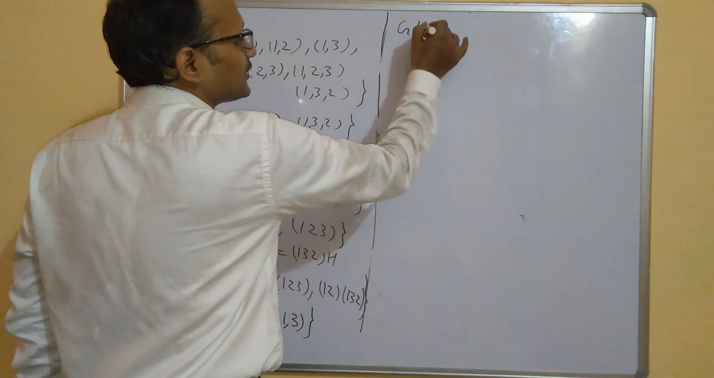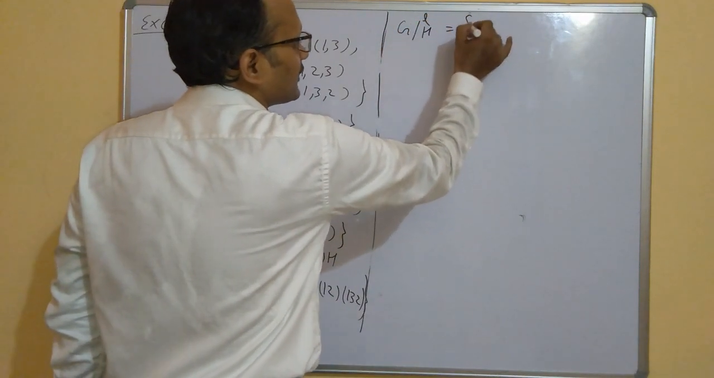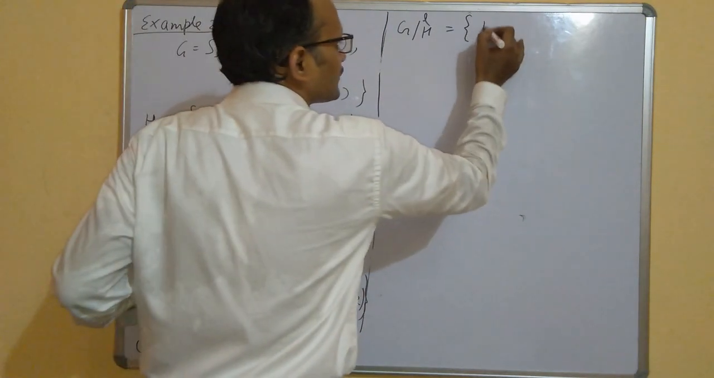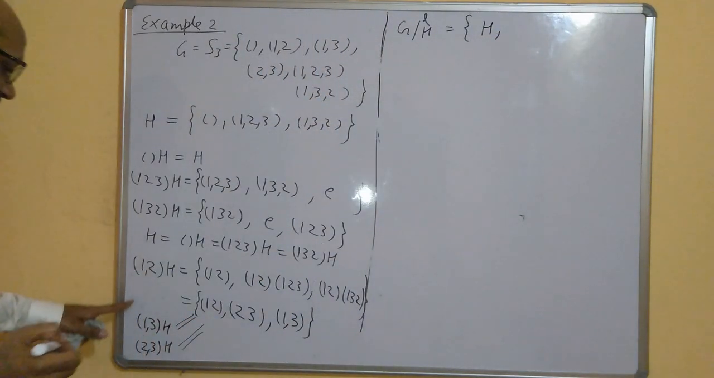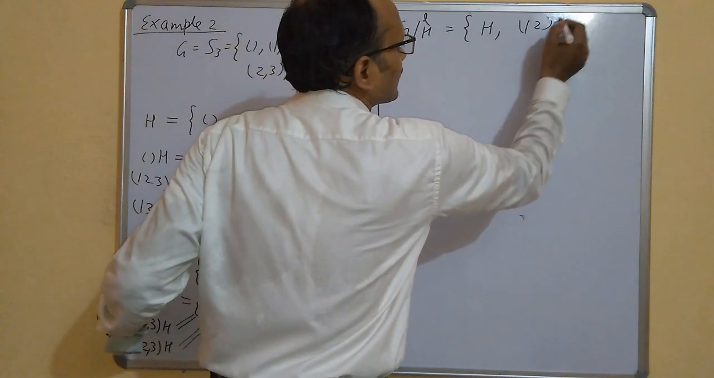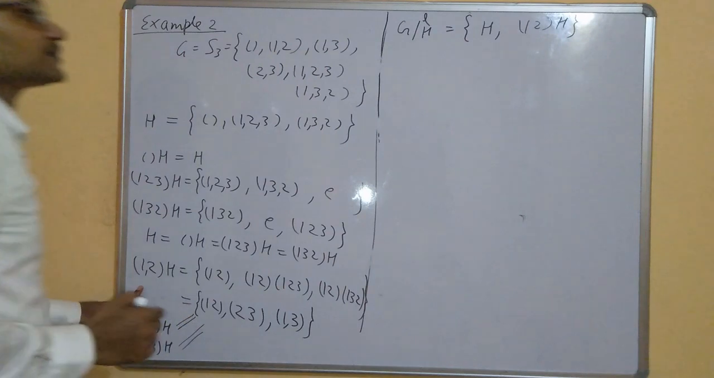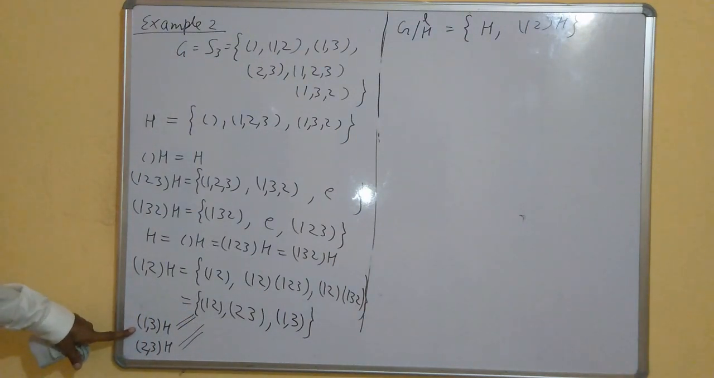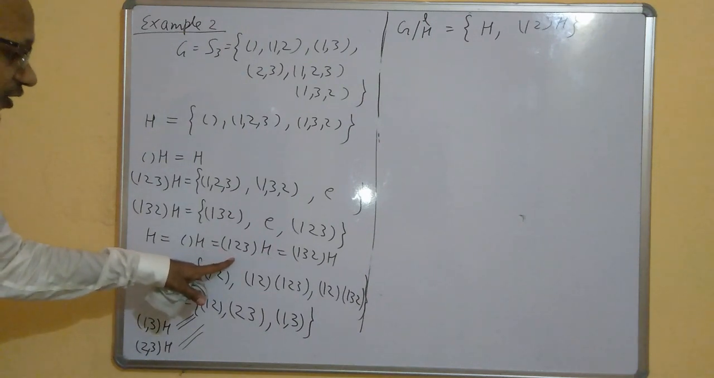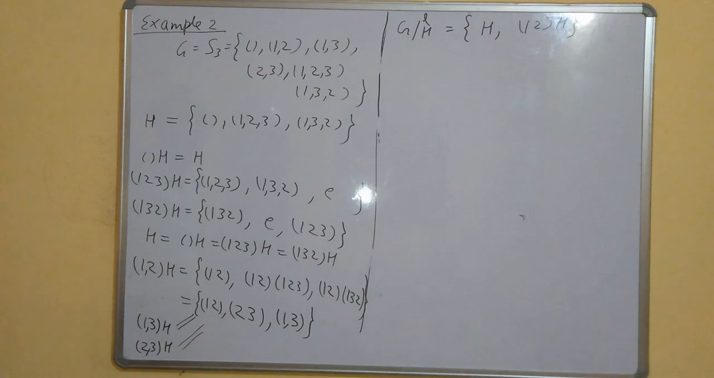So G/H left cosets. One left coset is H and another left coset is (1 2)H. There are only 2 left cosets. Or you can use in place of (1 2)H, (1 3)H or (2 3)H, or in place of H you can write identity into H, or (1 2 3) into H, or (1 3 2) into H.